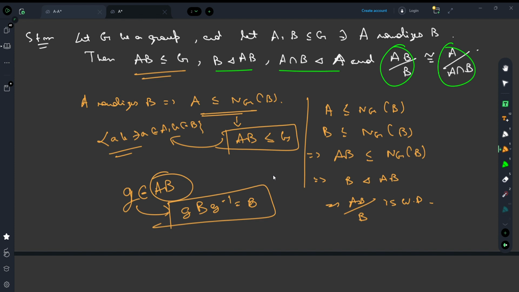What can I say about the intersection? We do not prove this directly. Rather, in due course of the proof, we will show that A intersection B is the kernel of a homomorphism, and that will immediately prove that A intersection B is normal in A, and this isomorphism will hold from there itself.